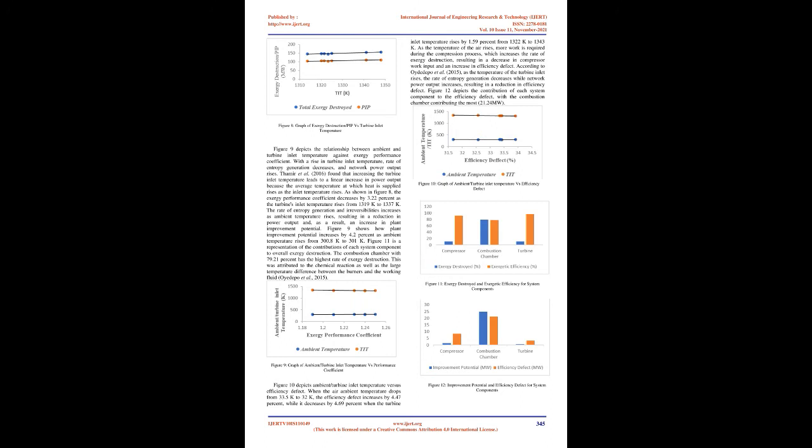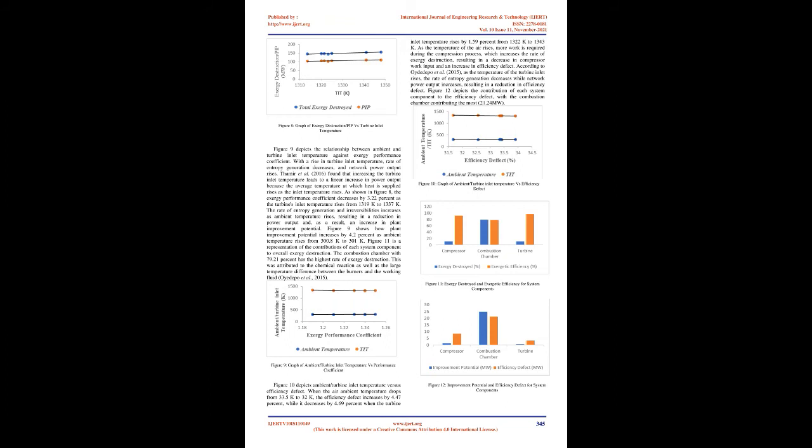The gas turbine-specific work increases as TIT increases, while the compressor-specific work remains constant. As a result, cycle efficiency and exergetic efficiency increase. Exergy destruction/plant improvement potential is plotted against ambient temperature in Figure 7. More work is required as the ambient temperature rises during compression, resulting in an increase in irreversibilities and exergy destruction.